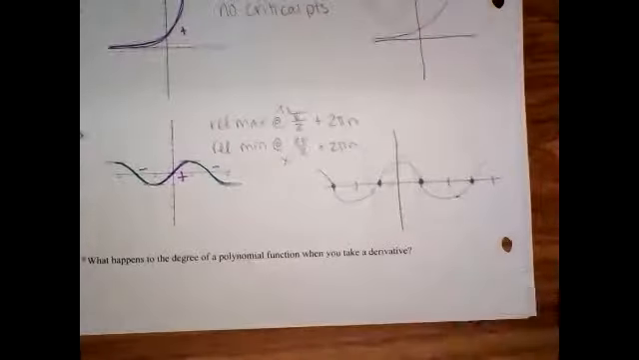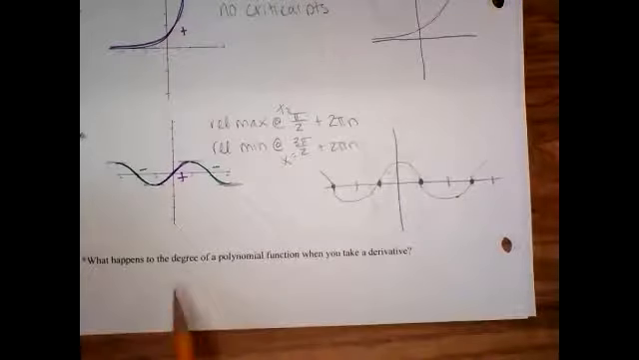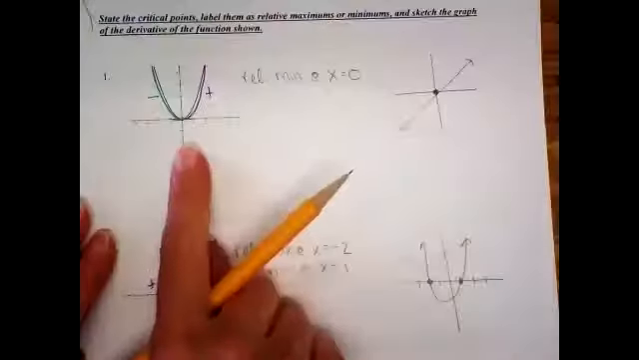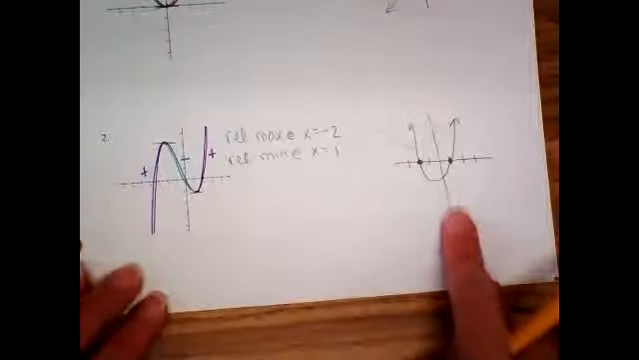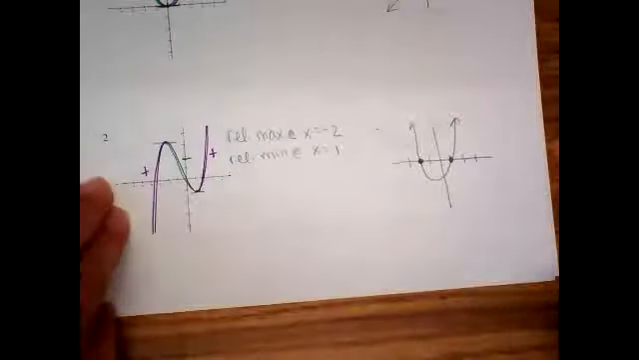And then here's what you kind of brought up, Jenna, a little bit ago. What happens to the degree of a polynomial every time you take a derivative? Let me flip back. This one was a parabola, its derivative was linear. This one was cubic, its derivative was a parabola. What's happening to the degree every time? Decreases by 1.